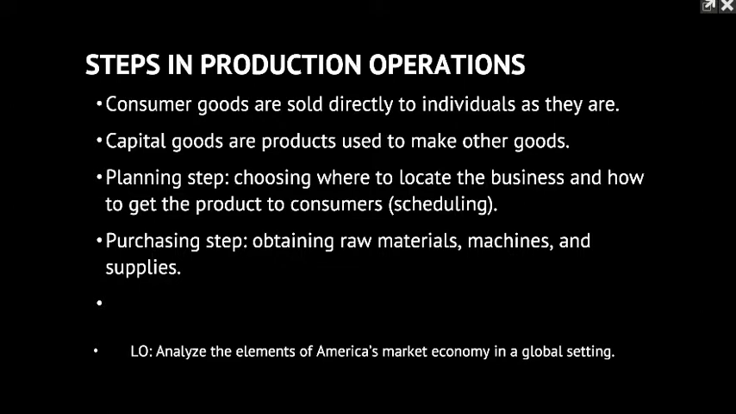Consumer goods are sold directly to individuals as they are. Capital goods are used to make other goods. The first step is the planning step, choosing where to locate the business and how to get the product to the consumers, which of course involves scheduling. The second step is the purchasing step, which is obtaining the raw materials, the machines, and the supplies.